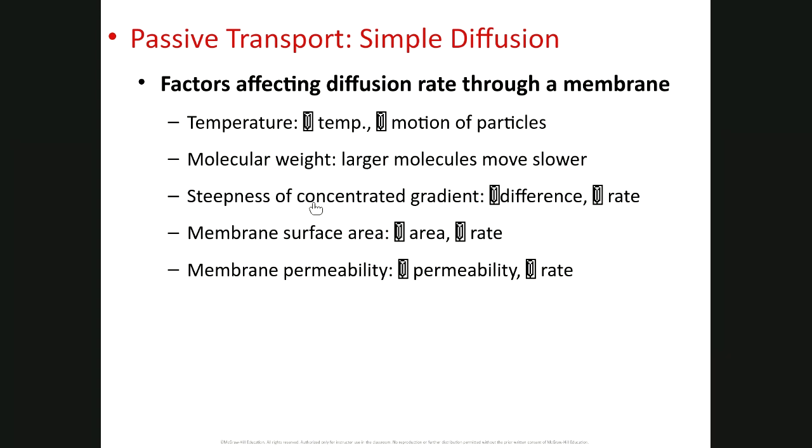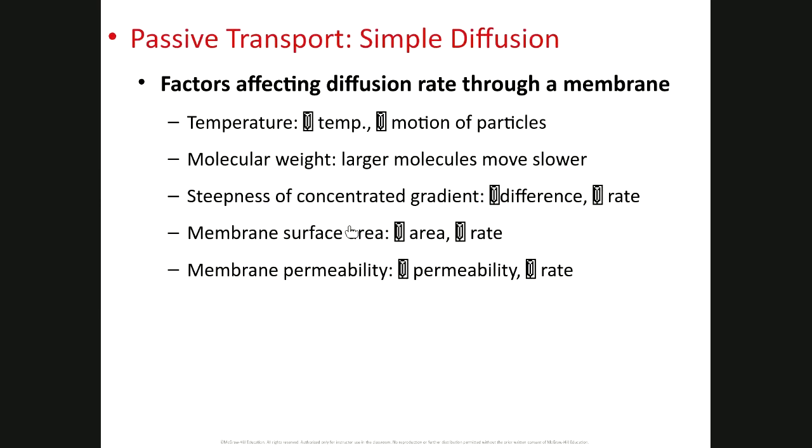Steepness of the concentration gradient. So remember, gradient means difference. There's a difference in concentration of a solute on either side of the membrane. So when you have this, if it's a really high difference, okay, the greater the difference in concentration, the greater the drive for the solute to move. So the higher that difference is, the higher the rate of diffusion.